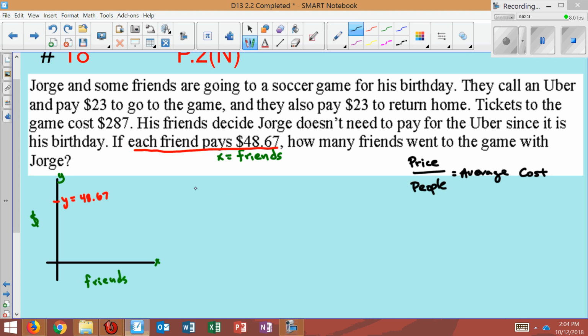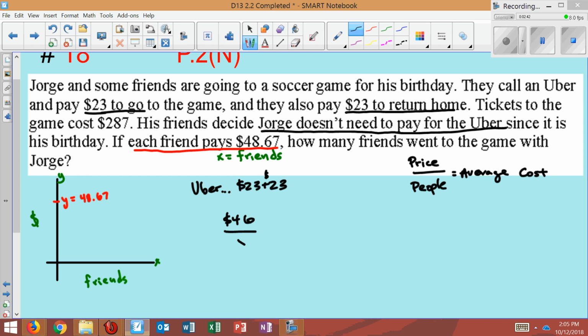So we have, for an Uber here, that's not how you spell Uber. Let's try that again. For an Uber, you have $23 plus $23, which equals a $46 total trip. Now, how many people pay for this? Here's where I'm getting these values: 23 to go, 23 to return home. So that's where this 23 plus 23 comes from. His friends decide George doesn't need to pay for the Uber, so it's just the friends who are paying for that.